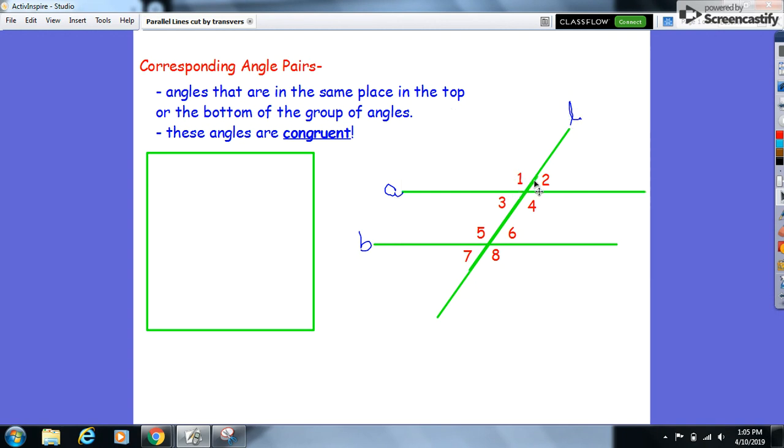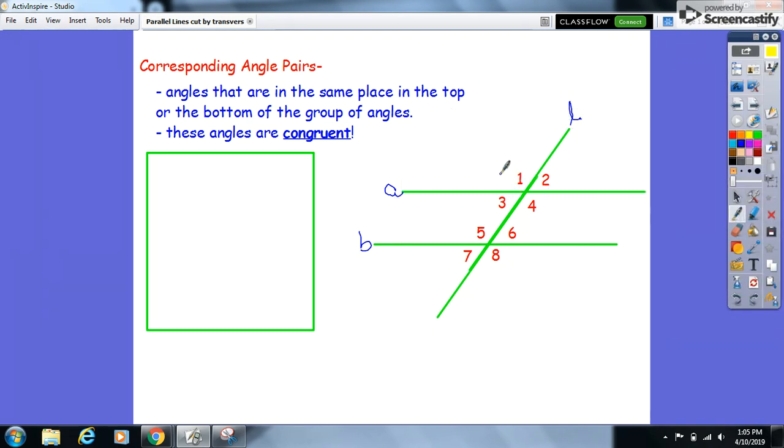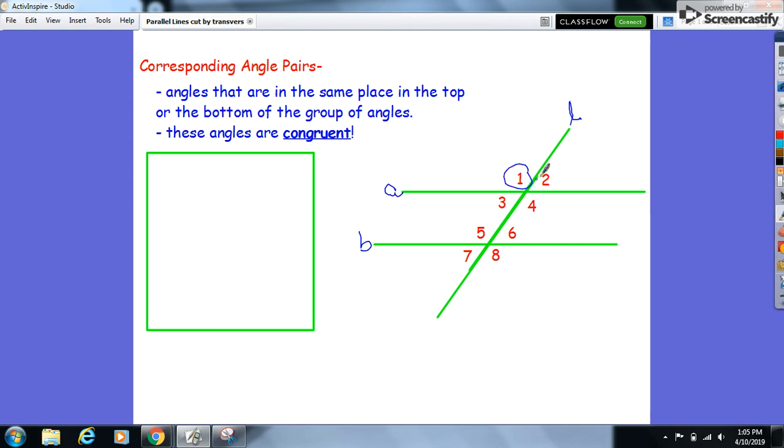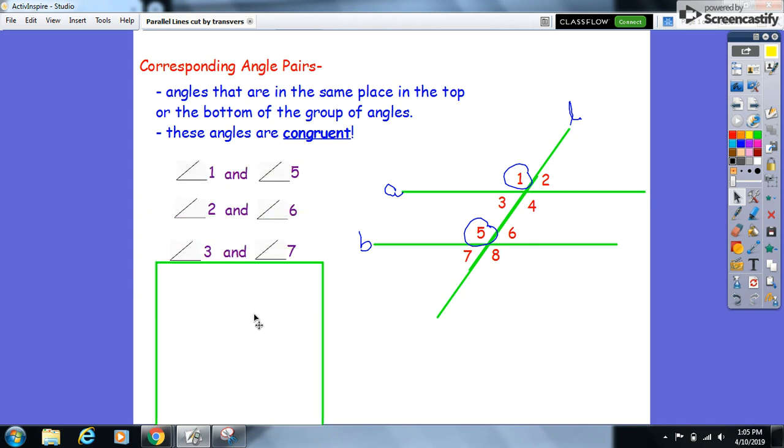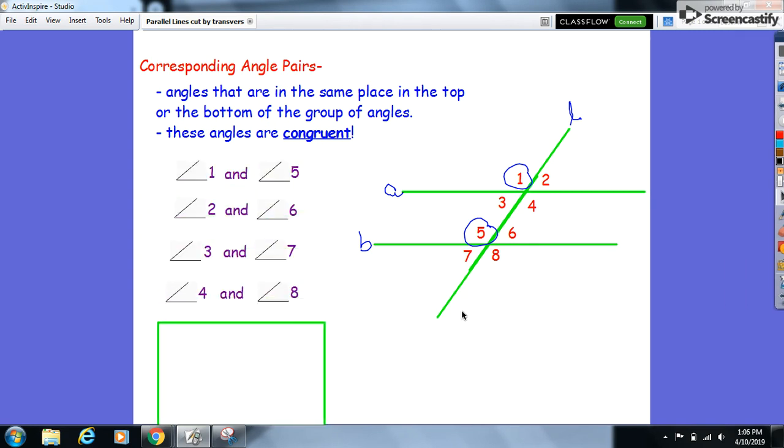So if I look here, angle 1 would correspond with, when I picked it up and set it down, angle 5. Angle 2 would correspond with angle 6. Angle 3 would correspond with angle 7. And angle 4 would correspond with angle 8.